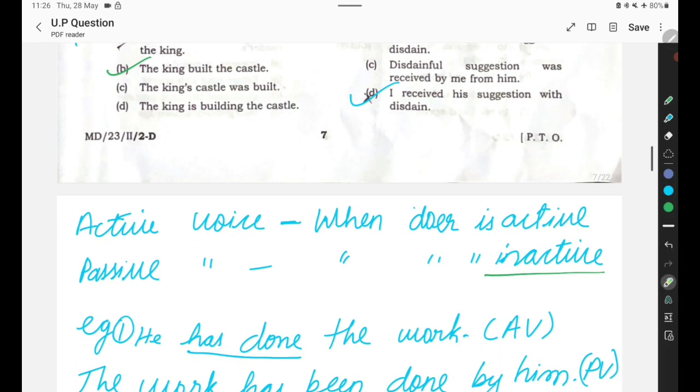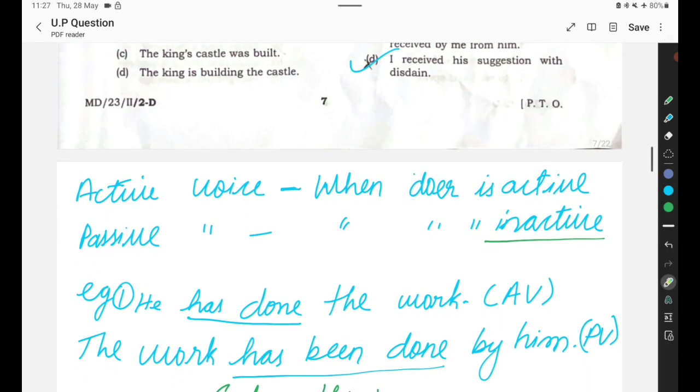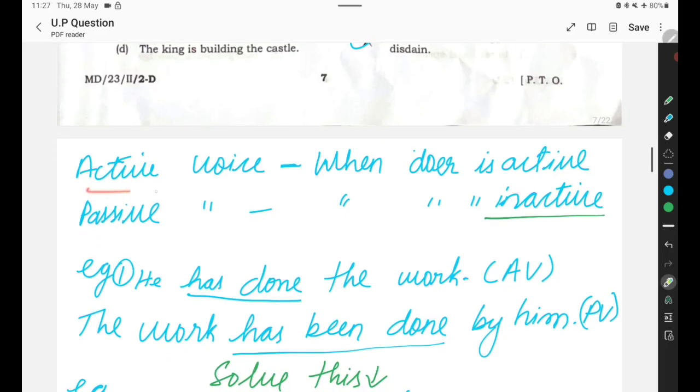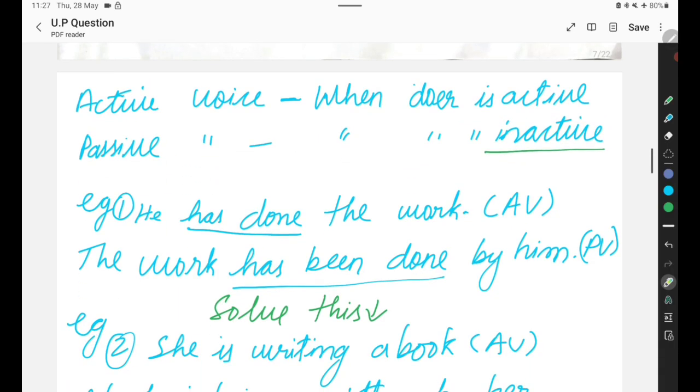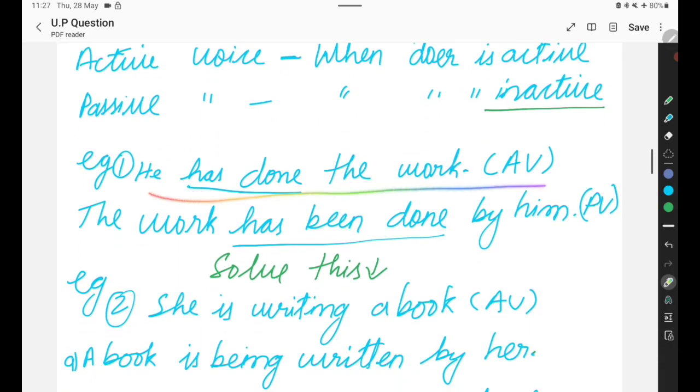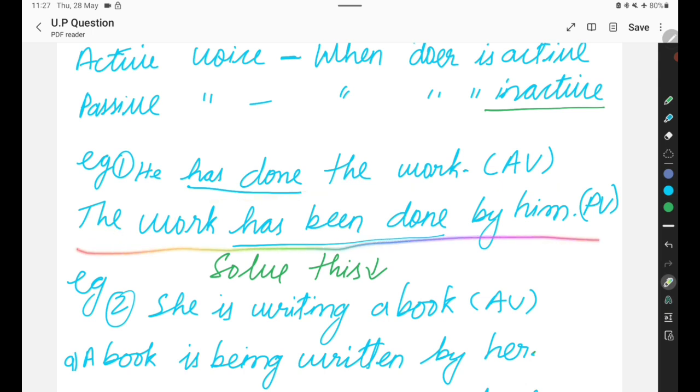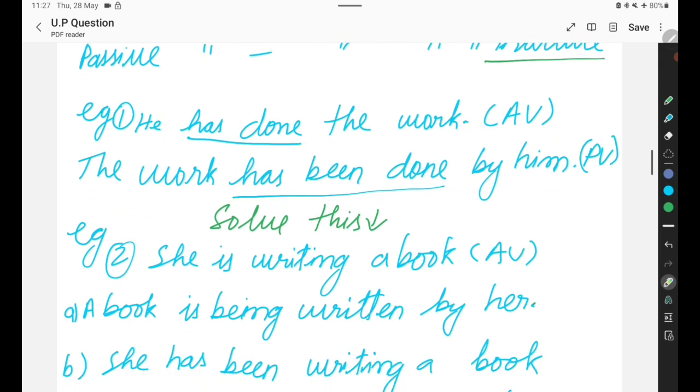Okay. Now the important concept, like I have told you, that the predicted one which can come. Active voice when the doer is active. Remember. Okay. And then passive voice when the doer is inactive. For example, he has done the work. So the passive for he has done the work is the work has been done by him. Okay, I repeat, he has done the work is active voice, and the passive for that is the work has been done by him.